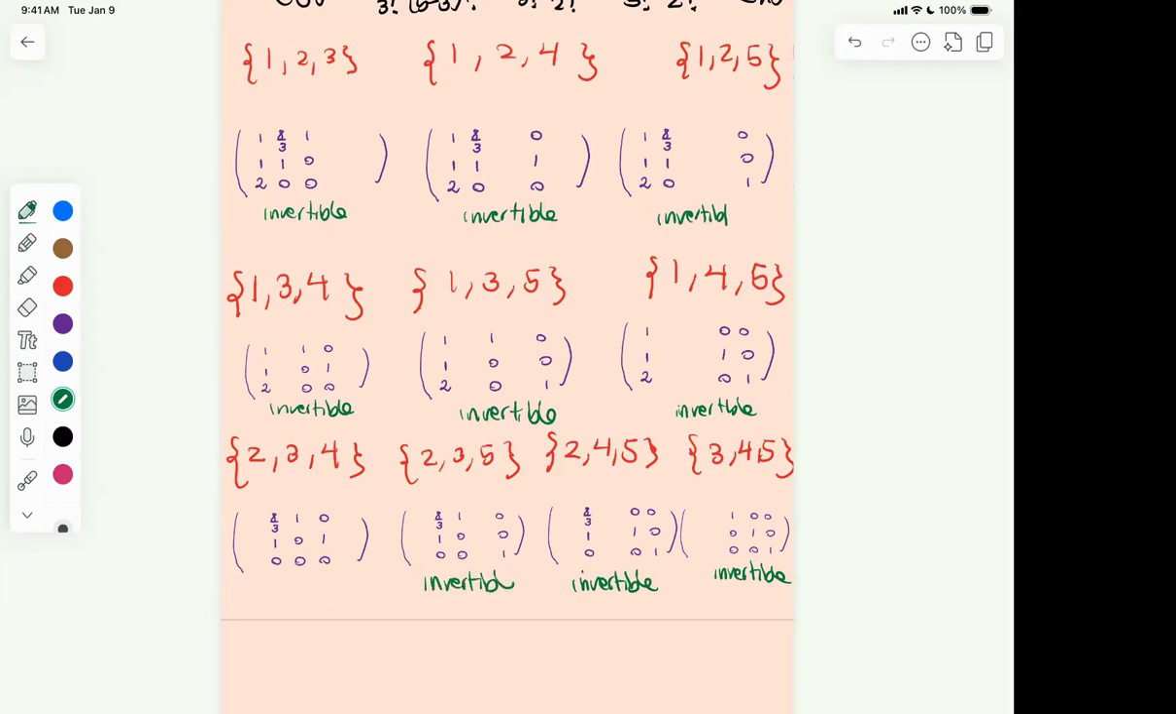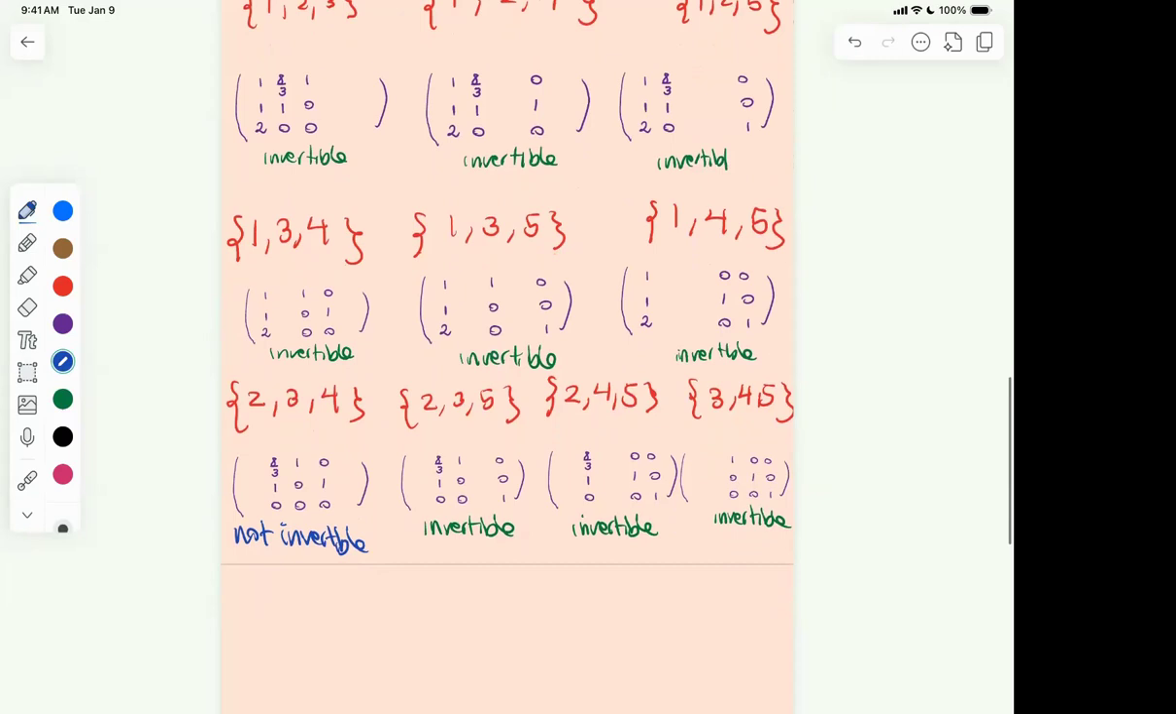And I'll use a different color for this one, so not invertible. Is that making sense? So far, so good. Questions up to this point? Okay, so of the 10 potential choices, 9 of the 10 define what you would call a basis for the matrix.